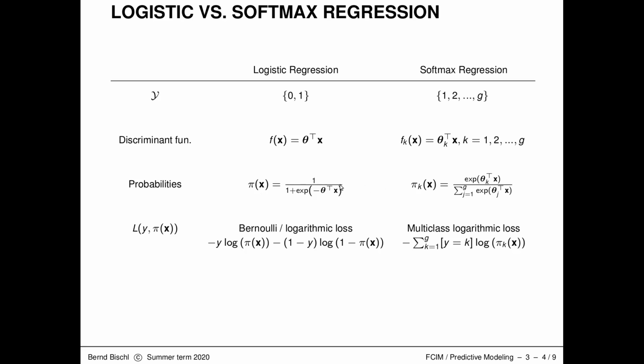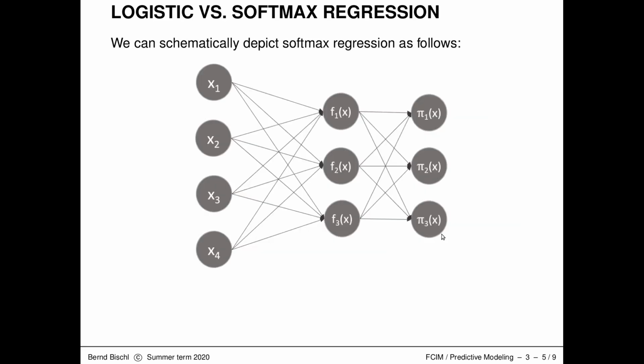Here you have your logistic function for turning these linear scores into probabilities. Here you have your softmax function going on, which turns such a g-dimensional score vector into a g-dimensional probability vector. And here you use the Bernoulli loss, and here you use the multiclass log loss.